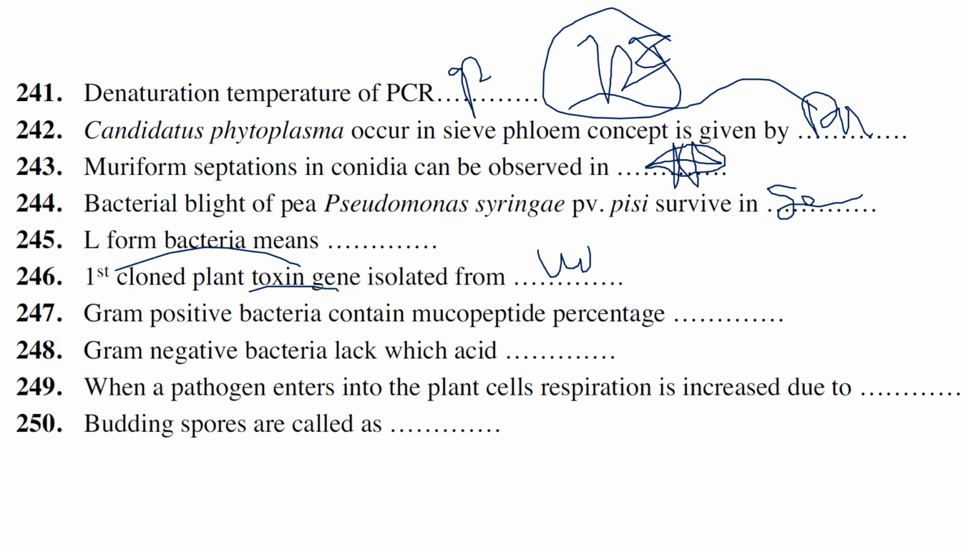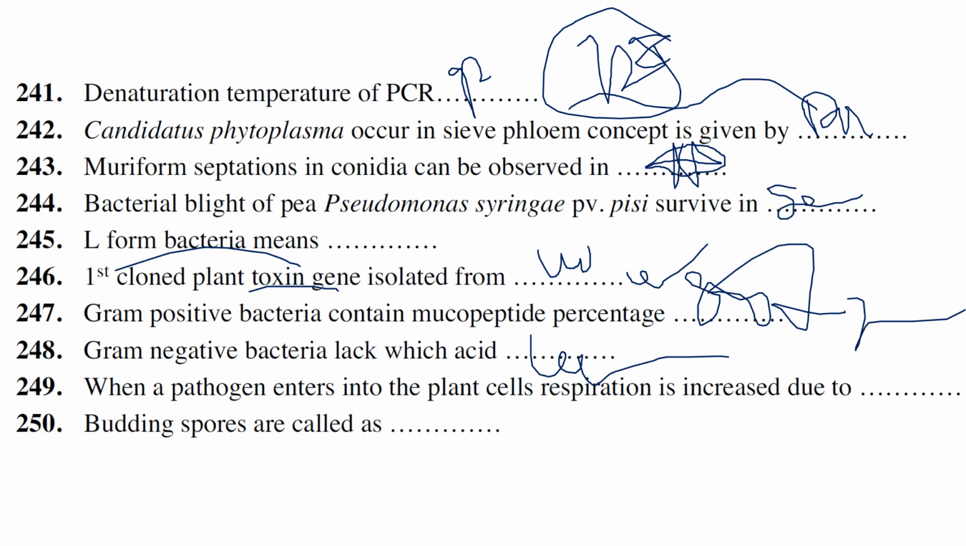The next one is the amount of mucopeptides in gram-positive bacteria. Gram-positive bacteria contain around 85% mucopeptides. Gram-negative contain 3 to 12% mucopeptides. Gram-negative bacteria lack which acid? Gram-positive bacteria contain teichoic acid. Gram-negative bacteria lack teichoic acid.